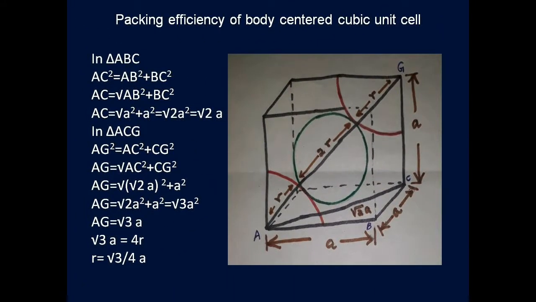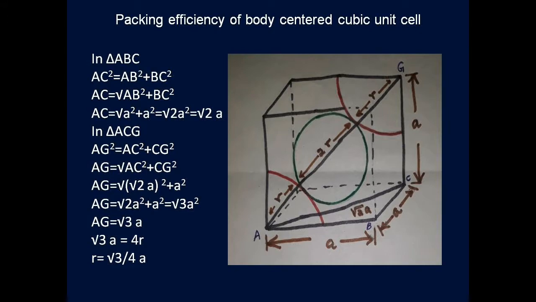Now we are going to see the packing efficiency for the body center cubic unit cell. See the diagram, the edge length is always a, that is AB equals a, BC equals a, and CG equals a. It is indicated in this diagram. First of all, we are going to take the triangle ABC. See the structure ABC in the diagram.